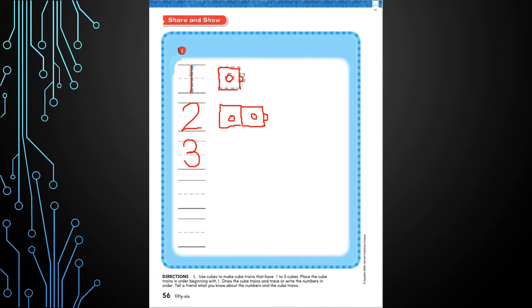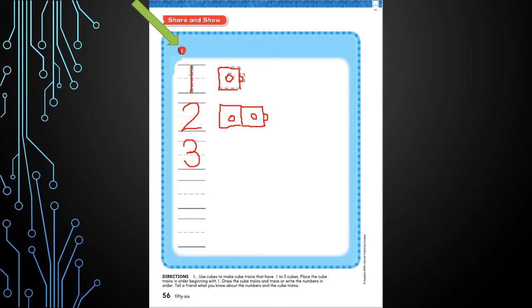Now let us begin with exercise number 1. What do we see here? Cube already here. We can trace over this cube and draw it to show number 1. When we do that, we trace number 1. Now tell me, what comes after number 1? Yes, you're right. It's number 2. Now for number 2, I begin drawing how many cubes? I will draw 2 cubes.